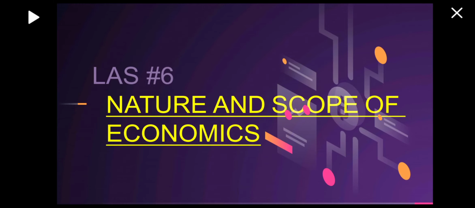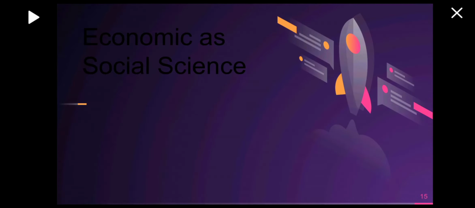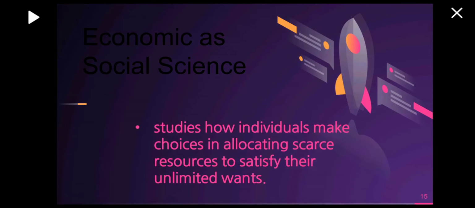Let's now proceed to the nature and scope of economics. So we have to analyze or to learn economics as a social science. So ano nga bang economics as a social science at ang economics as an applied science? So anong pinagkaiba? So economics as a social science, it studies how individuals make choices in allocating scarce resources to satisfy their unlimited wants.